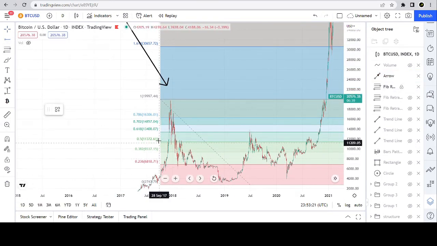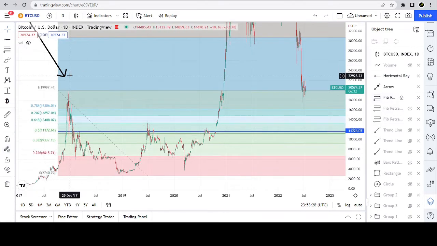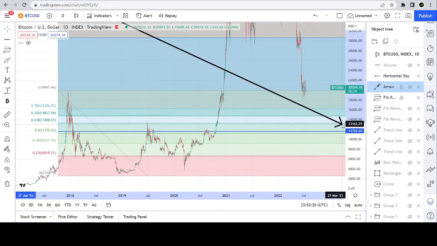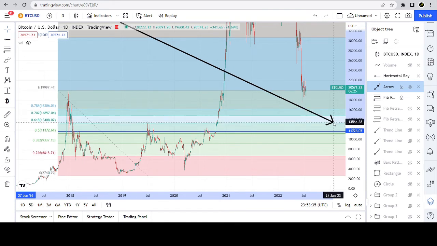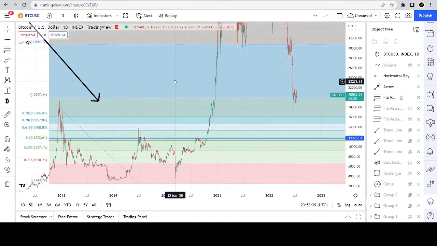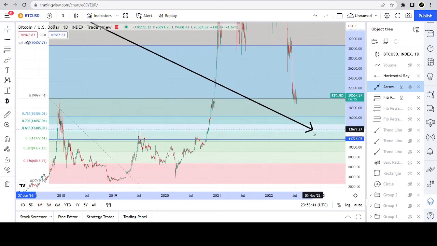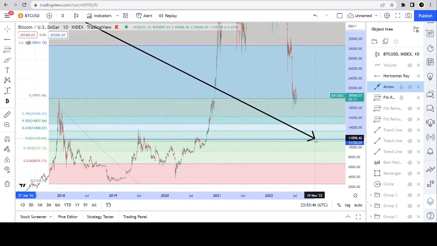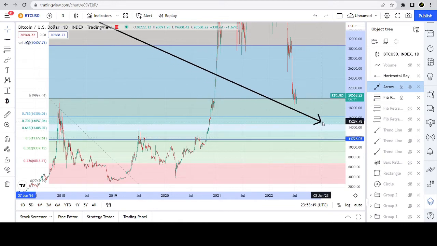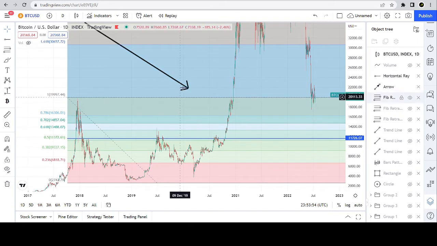Let's see. Okay, so roughly right around there. So that would be in the $11,000 range. So $11,726.07. I could be off on my placement of that line. But if this thesis is correct, we would see Bitcoin drop further to this level right here. And from this level, it would do a bounce and move on into its recovery.